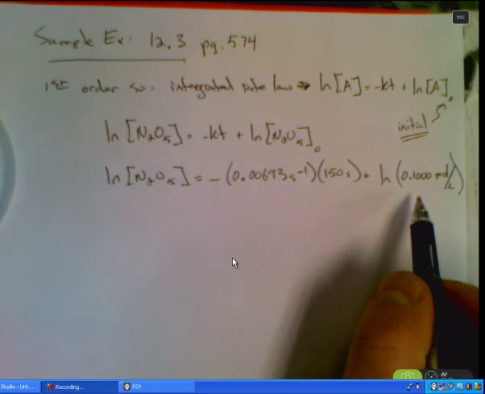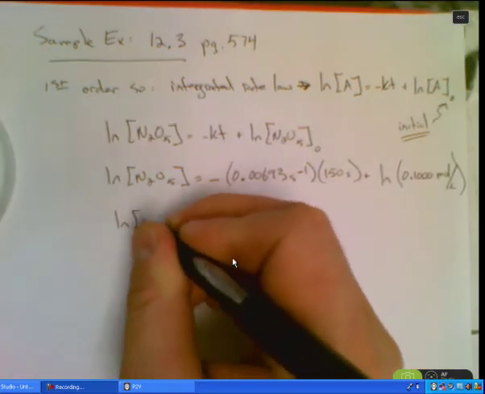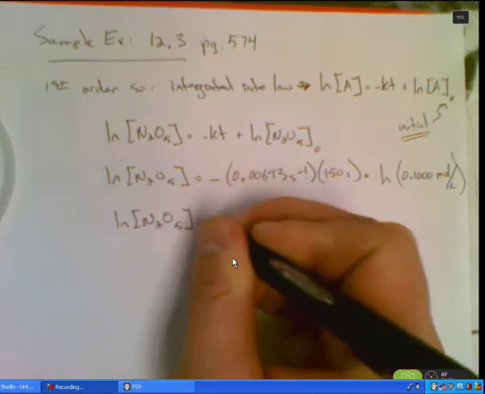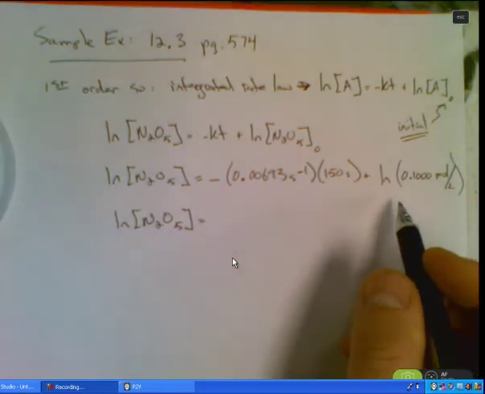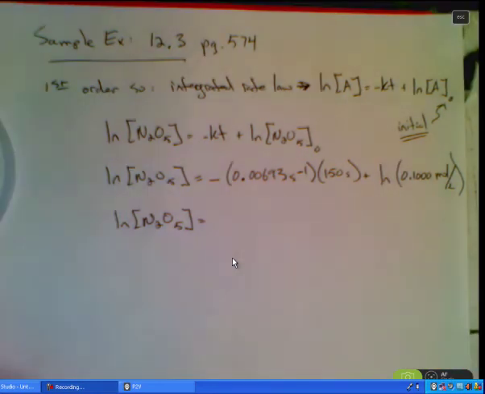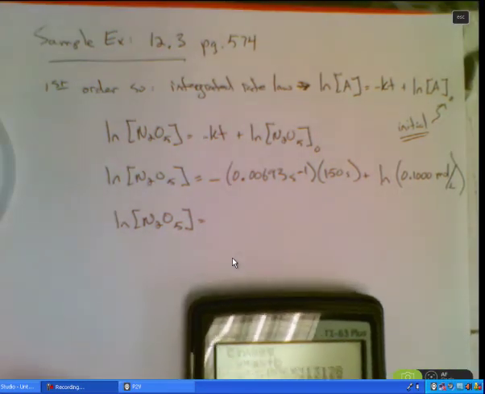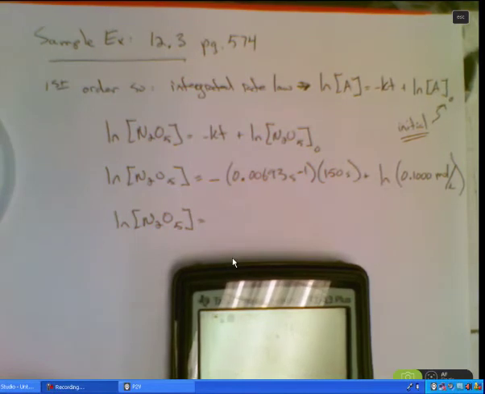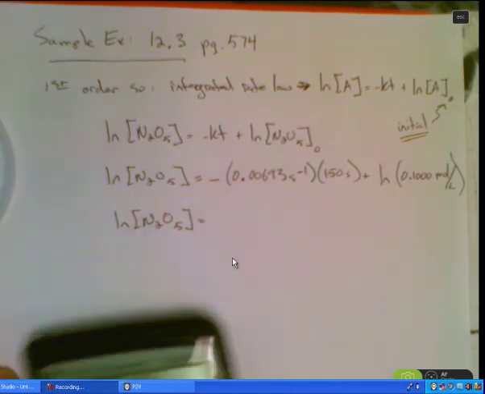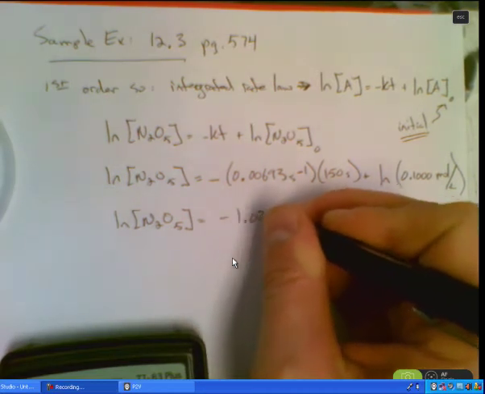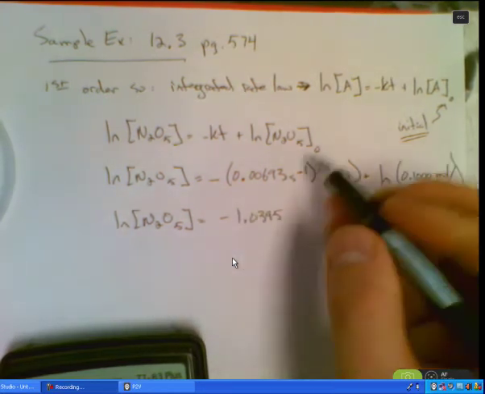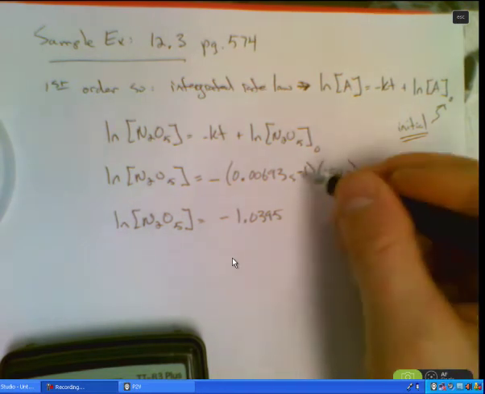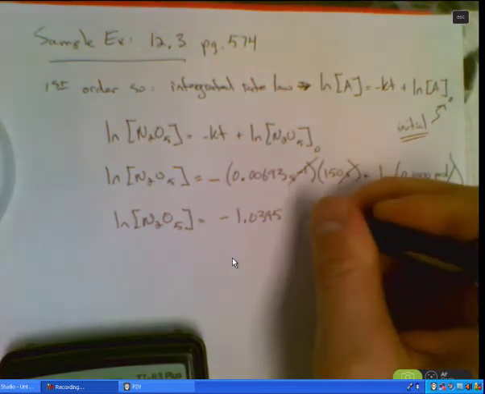All right. So now, what I'm going to do is say the natural log of N2O5, and you might have faster ways to go through this, but just to keep it easy here, is negative 0.00693 times the 150. So on my calculator, it's negative 0.00693 times 150, and that value is negative 1.0395. Okay, and notice per second times second, that will cancel out. So no unit left there.